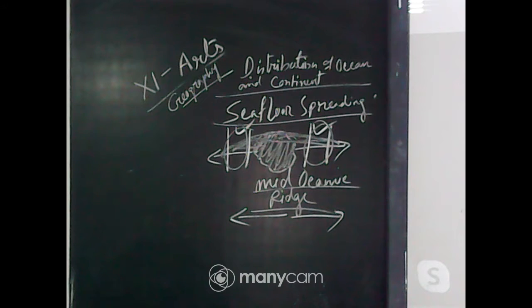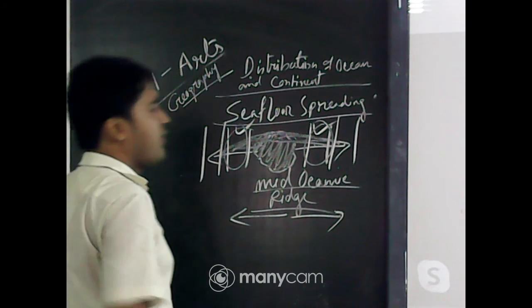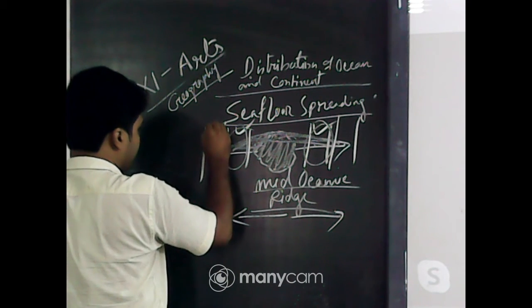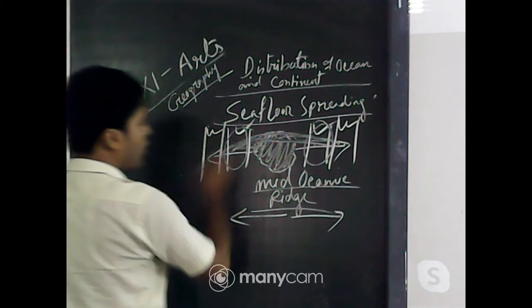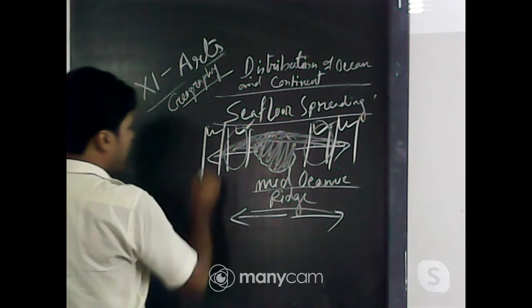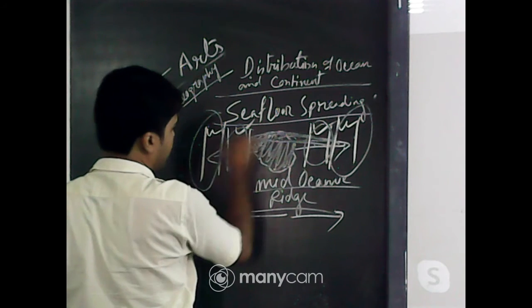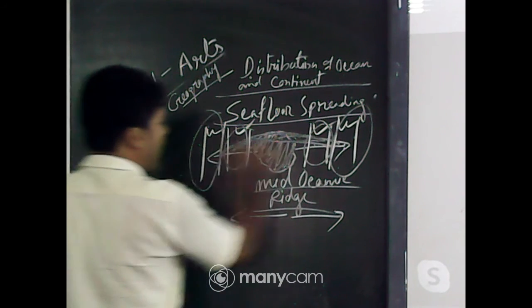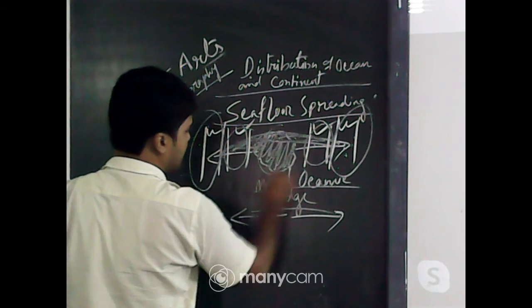Rocks closer to the mid-oceanic ridge have normal polarity and are the youngest, and the age of rock increases as one moves away from the crest. So among these 1, 2, 3, 4, these two rocks are older than this one because they are far away from the crest. This rock is far away from the mid-oceanic ridge.